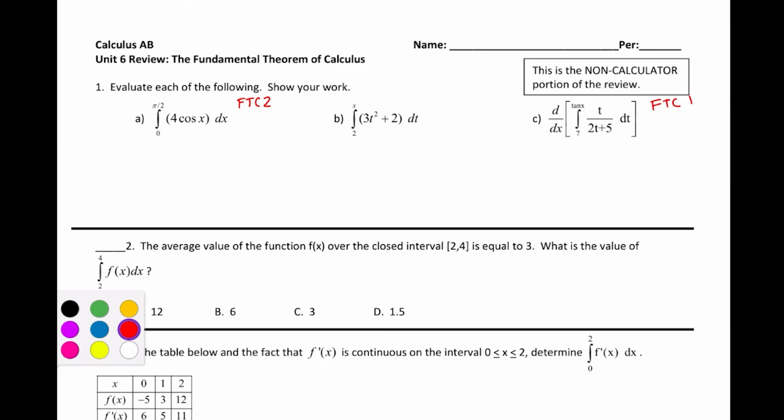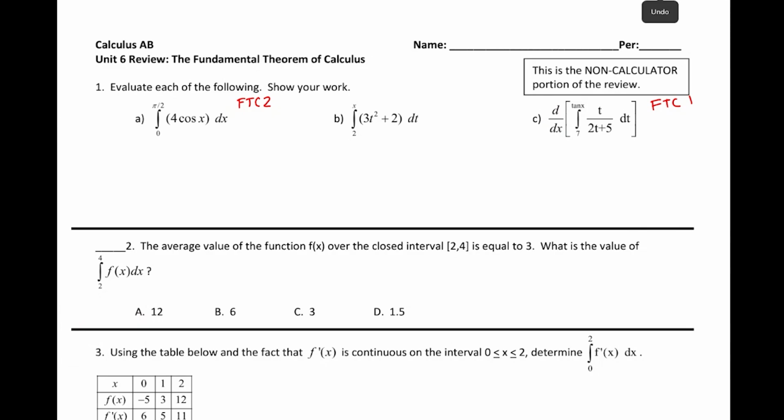So the second part of the FTC has to do with finding the value of a definite integral, whereas the first part has to do with finding the derivative of an integral where one of the boundaries is a function of x. So let's do 1a here.